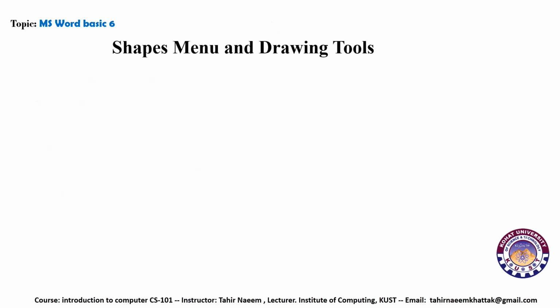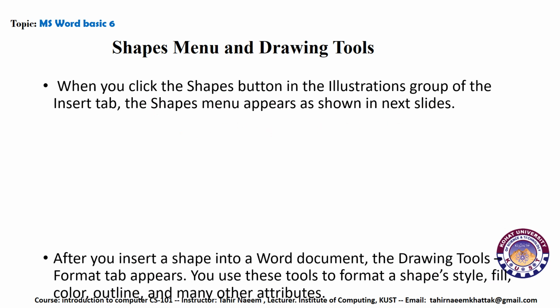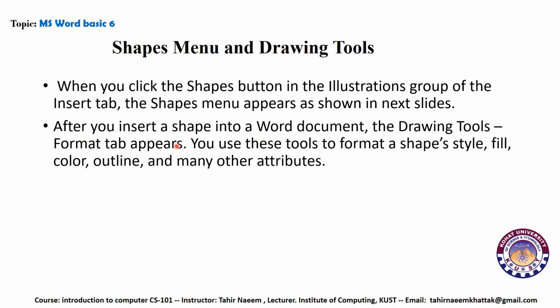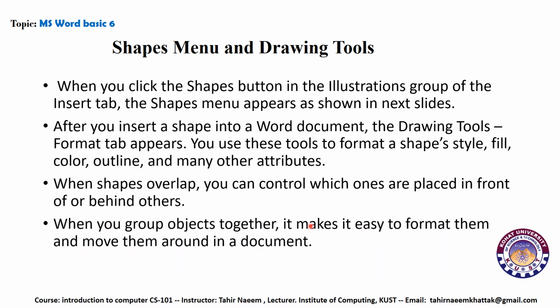Inserting shapes and drawing tools. When we click on the Shapes button in the Illustrations group of the Insert tab, the Shapes menu appears as shown in the slides. After we insert a shape into the Word document, the Drawing Tools Format tab appears. We can use tools to format shape style, fill, color, outline and many other attributes. When shapes overlap, we can control which ones are placed in front and which ones should be behind. When we group objects together, it makes it easy to format them and move them around.